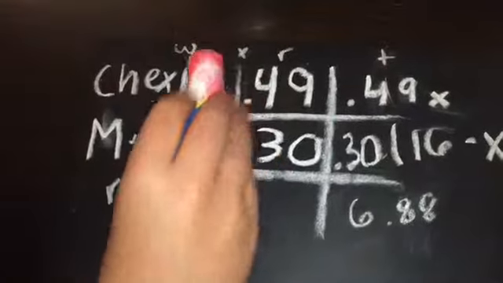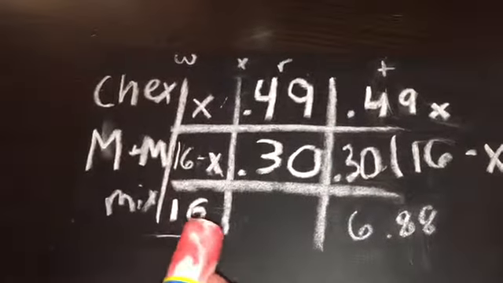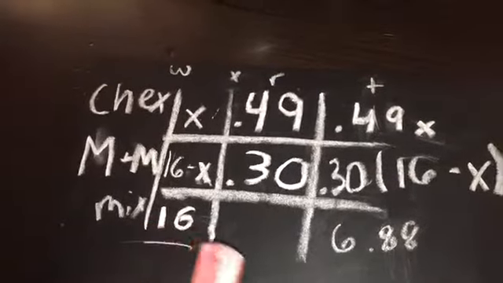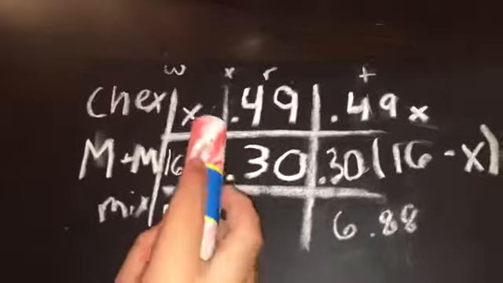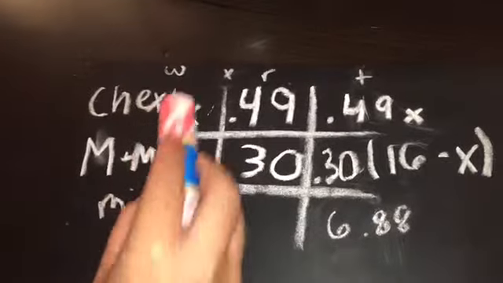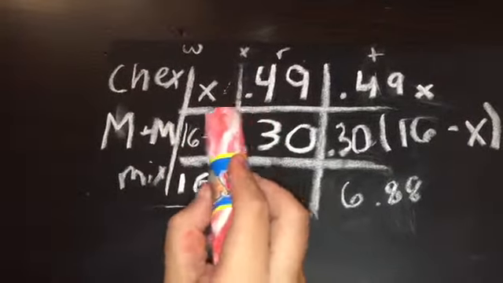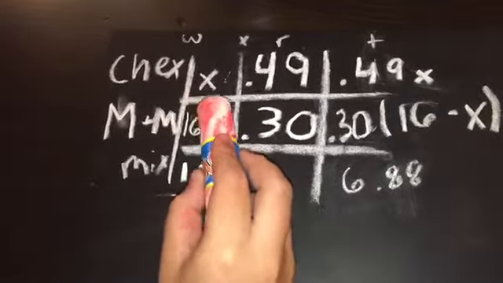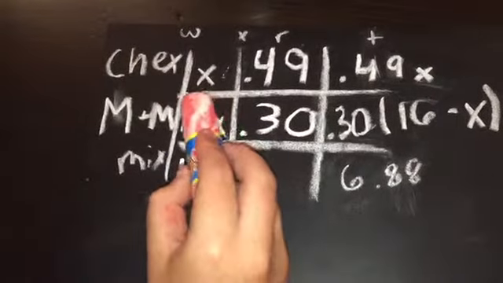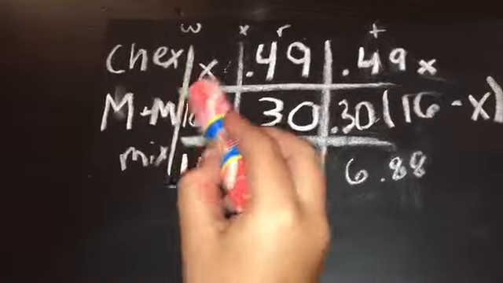Alright, so this is our weight column, our first column. We know that our total should be 16 ounces, but we do not know what each item should be weight-wise. So we're going to put in a variable, x. And then for our second weight, we're going to do 16 minus x, because that will equal the second weight.